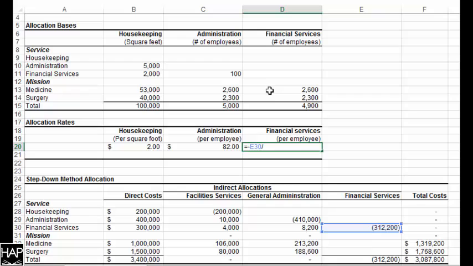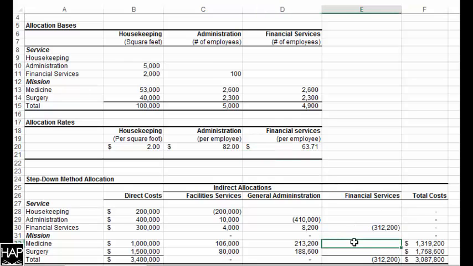So the amount that's being allocated for financial services is being spread out over fewer employees than the amount that was allocated for administration, because we're not counting the financial services employees anymore. So the allocation rate for financial services per employee is $63.71. So then I can go down here and take the allocation rate, lock it, and multiply it by the number of employees in each department.